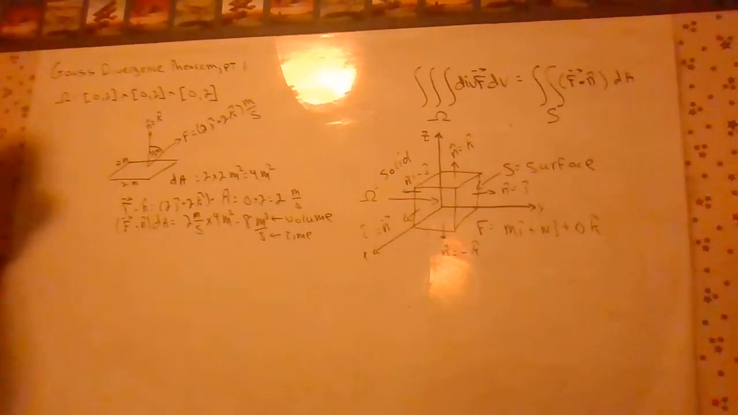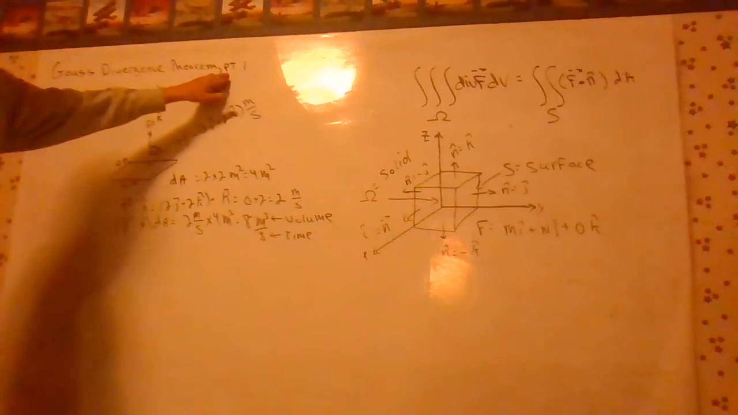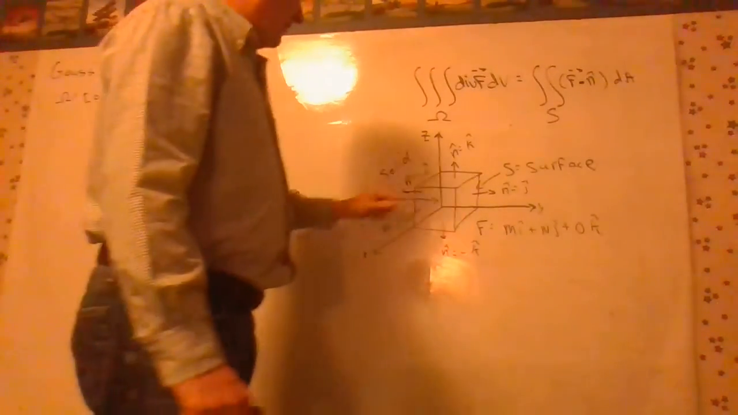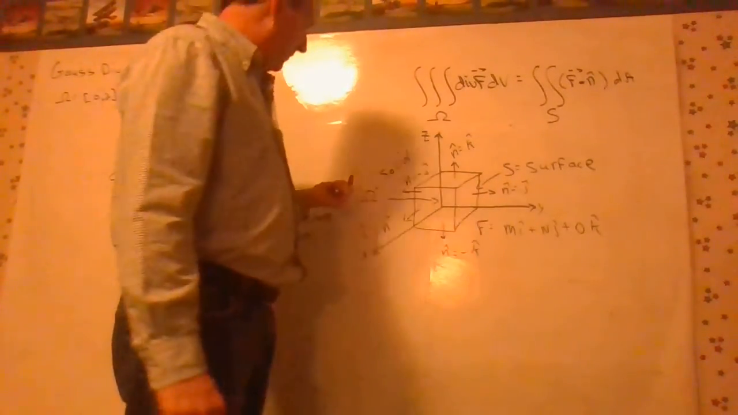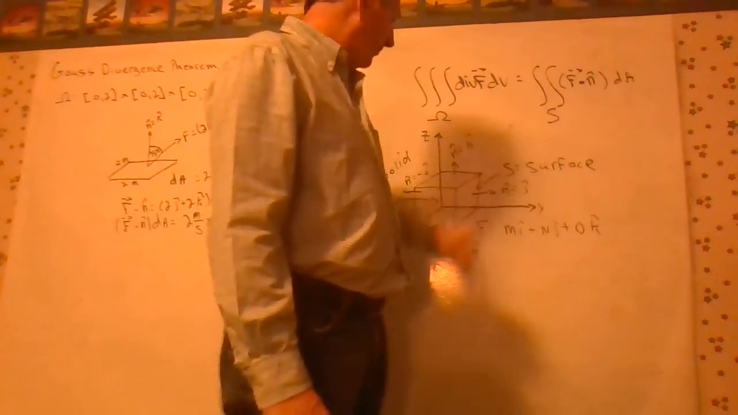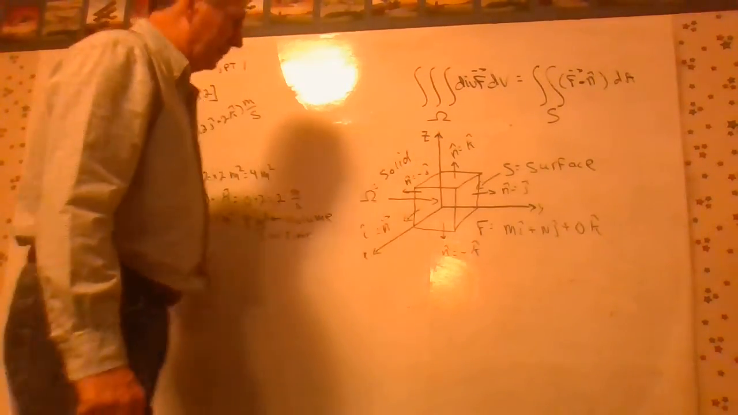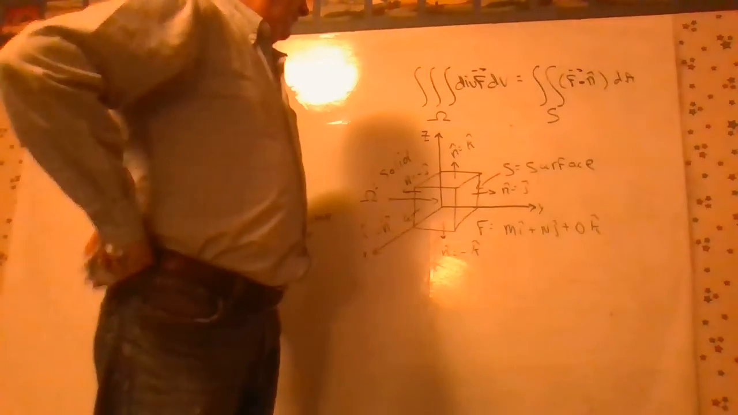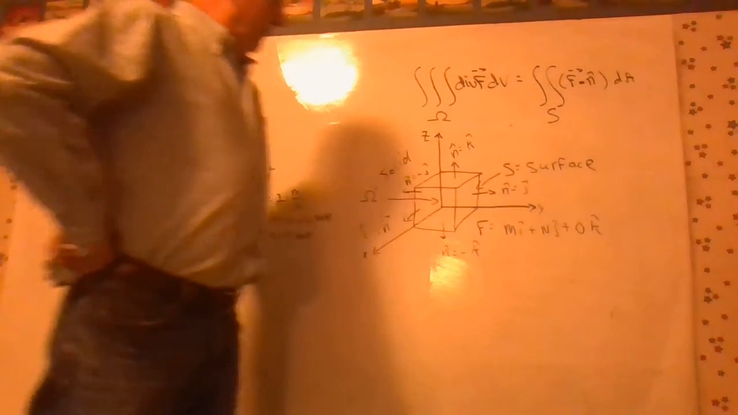We're going to talk about Gauss's divergence theorem, part one. We have a solid region here. Omega is the solid region, and then S is the surface bounding the solid region. It's got to be a closed surface. Can't leave any pieces off.